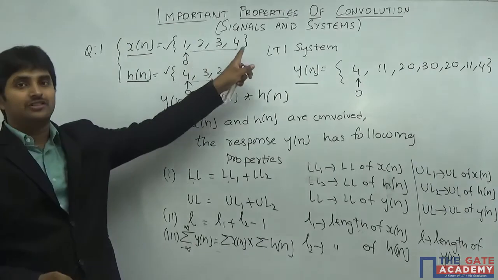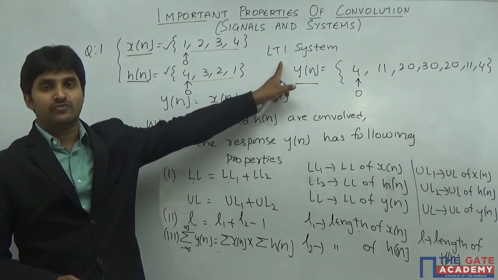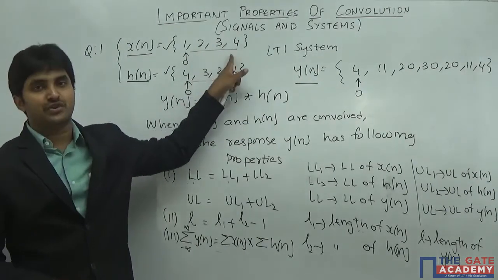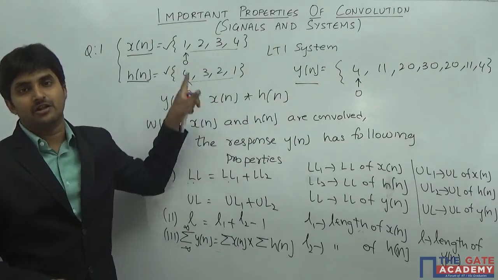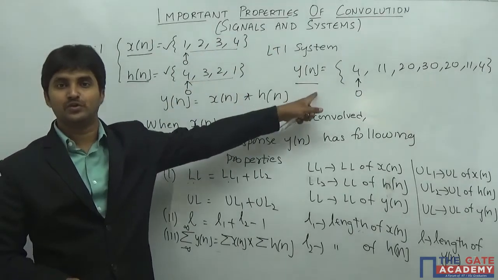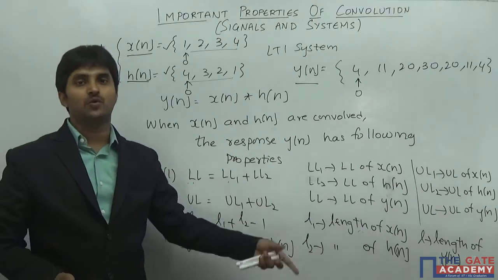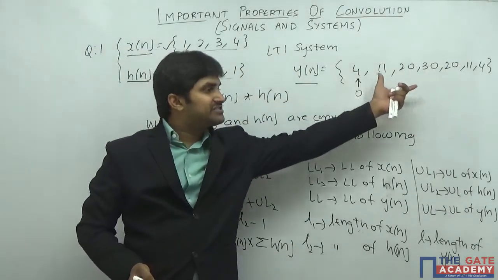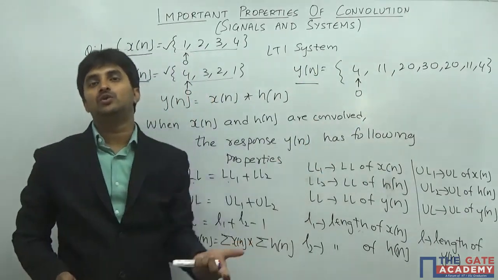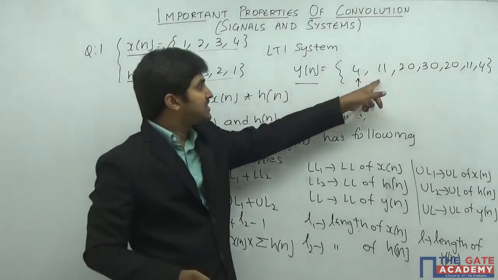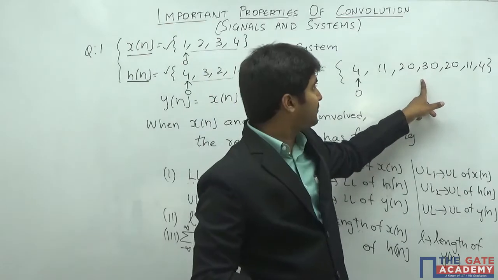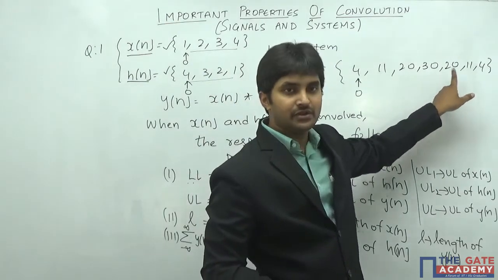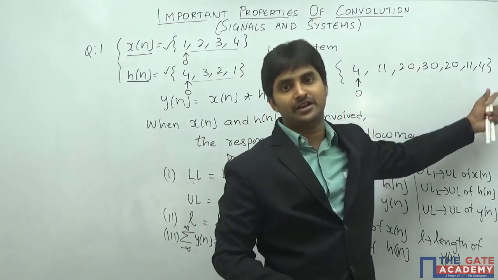If you see the summation of all the samples, 1 plus 2 plus 3 plus 4 is equal to 10. Similarly, here also 4 plus 3 plus 2 plus 1 is also equal to 10. So 10 into 10 is equal to 100. It means that the summation of the samples of y of n should be equal to 100. Okay, so 4 plus 11, 15, 15 plus 20, 35, 35 plus 30, 65, 85 and plus 15, 100.